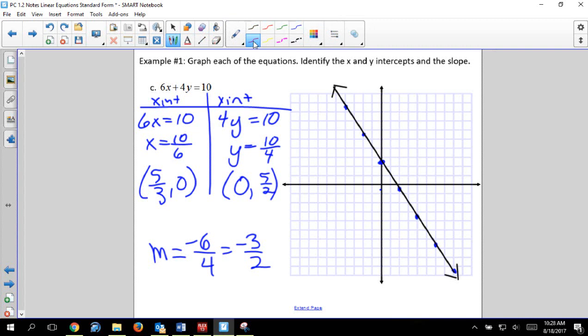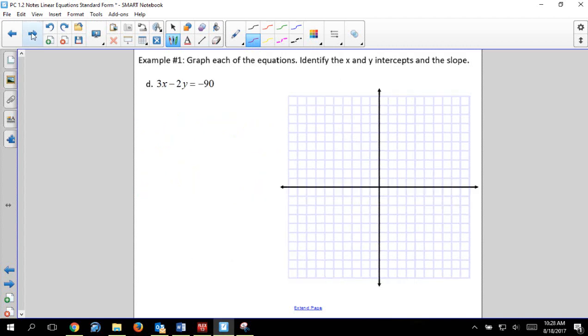I would just double check to make sure that 5/3 does look right on this graph. 5/3 is about 1 2/3. Does that look right? Does it look like my graph's right? Double check yourself there.